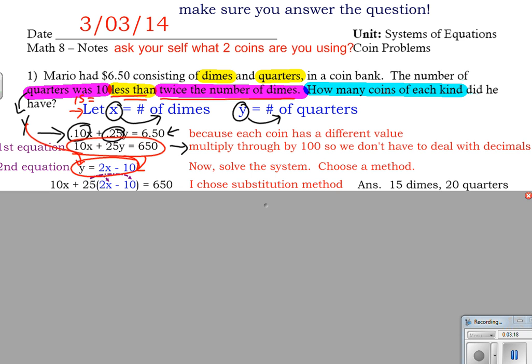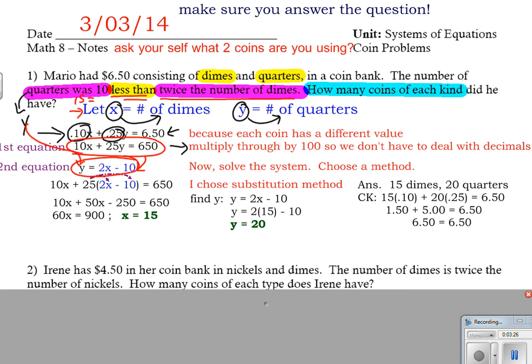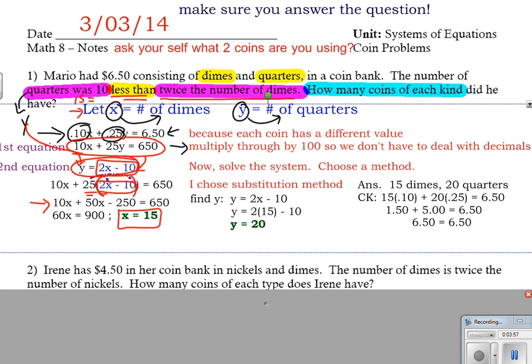Now, this is all set up to do substitution. I chose to use the substitution method, and let's look at the completed version of it. I take what y equals and I plunk it in wherever I see a y. That's my 2x minus 10, and because I have that 25 before those two terms, I have to put it in parentheses, distribute the 25, which then I wind up with 10x plus 50x minus 250 equals 650. Solving for x, I get x equals 15.